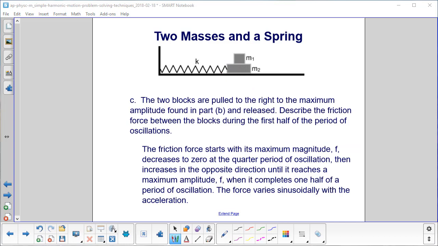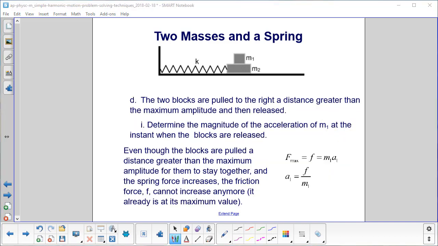Now you have to write something. The AP exams are doing more and more of this lately. So we pull the two blocks to the right to the maximum amplitude found in part B and release. Describe the friction force between the blocks during the first half of the period of oscillation. Well, the friction force starts with its maximum magnitude F. It decreases to 0 at the quarter period of oscillation, then will increase in the opposite direction until it reaches a maximum magnitude F again when it completes one half of a period. The force varies sinusoidally with the acceleration.